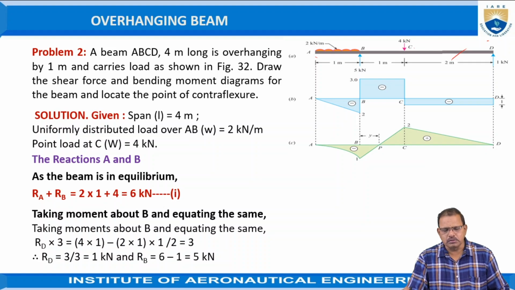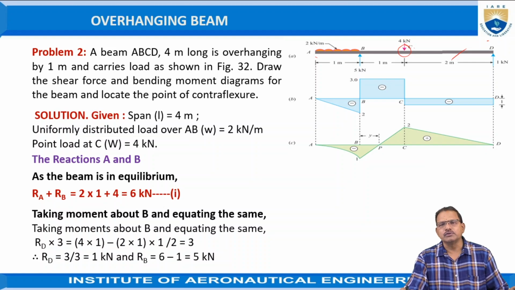The uniformly distributed load over beam AB is given, and that is the projected area, which is equal to 2 kilonewton per meter. That means the total load acting on it is only 2 kilonewtons, because the length is also given as 1 meter. The point load at C is given as 4 kilonewtons.